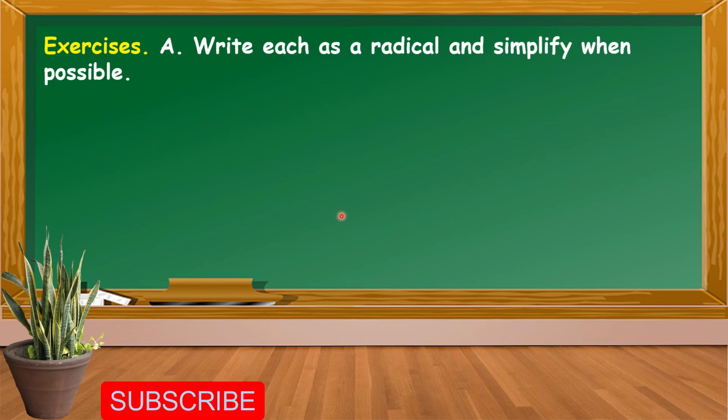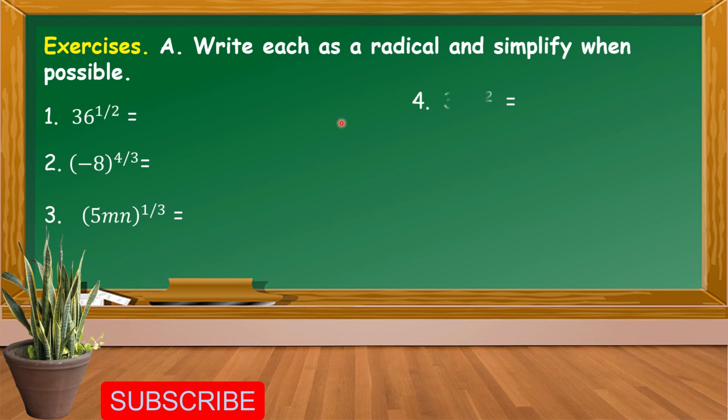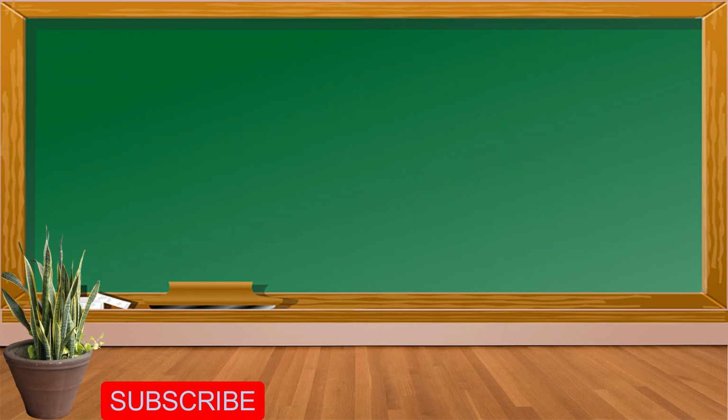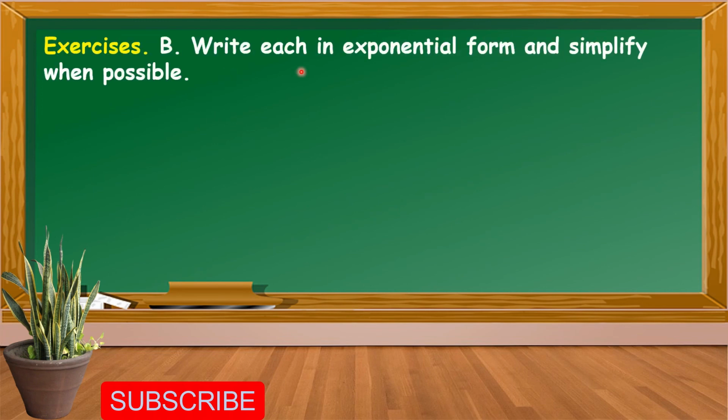So the next slides, 2 slides, are exercises which you are going to answer. So you can familiarize on how to write from rational exponent to radicals, or radicals to rational exponent. So if the expression can be simplified, you are going to simplify it. Exercises A, you are going to write each of the radical and simplify when possible. Exercises B, write each exponential form and simplify if possible.